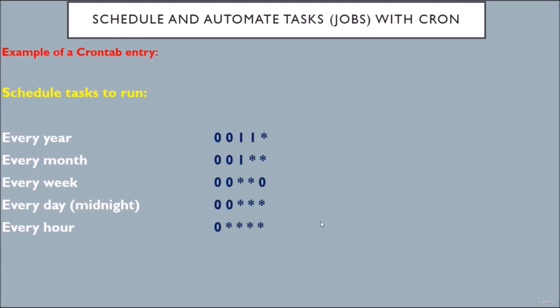For example, if you wanted to schedule a job to run every hour, this is the type of format you will use. If you wanted to run a job every day at midnight, this is the format that you will use, or every week, or every month, or every year. So for example, if we break down every year, this job will run January 1st at 12 a.m. These are the common ways you can schedule certain tasks to run.